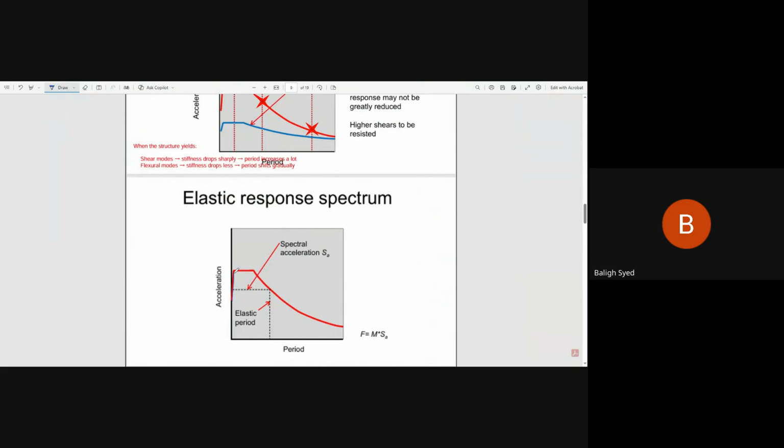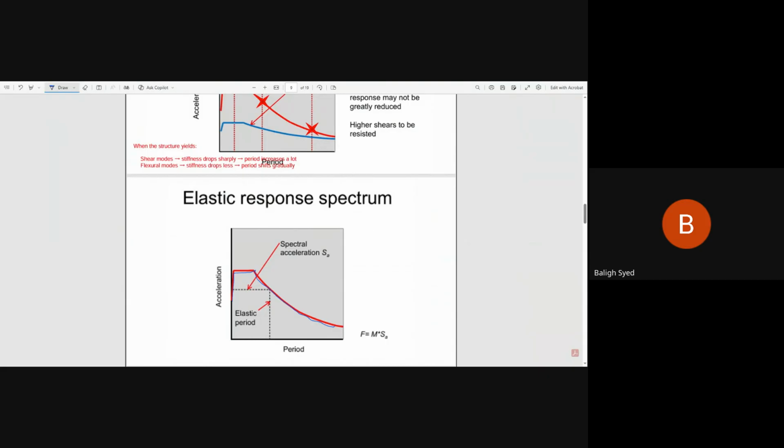See this spectrum, please. Again, like I discussed last time, I spent a significant amount of time on it. And why are we spending so much time? Because for the rest of your life, this is the kind of curve you will be dealing with forever, because you will always develop something like this, even for site-specific spectra. Even now, all the modern codes are not going with the peak ground acceleration, they are going with the spectral acceleration, right?